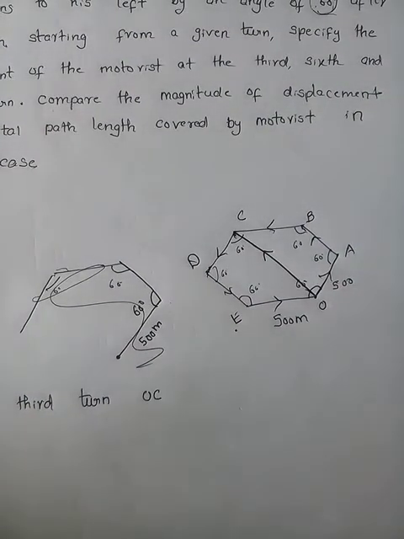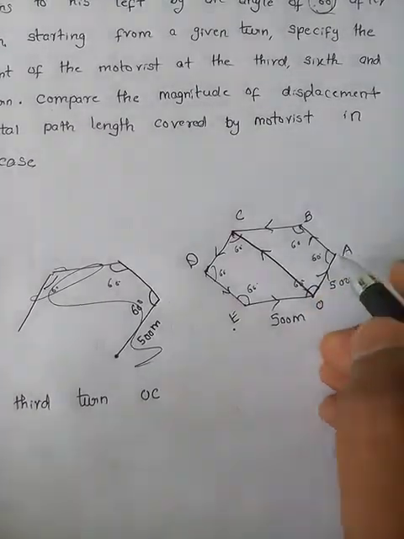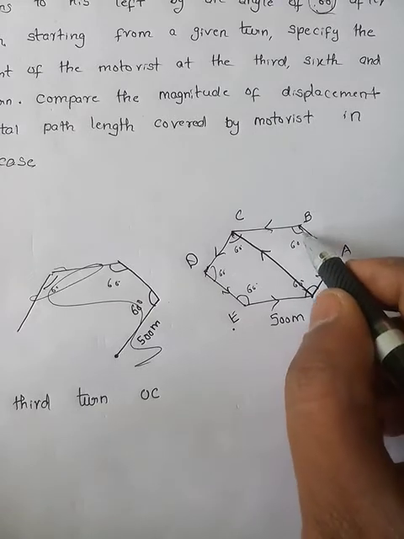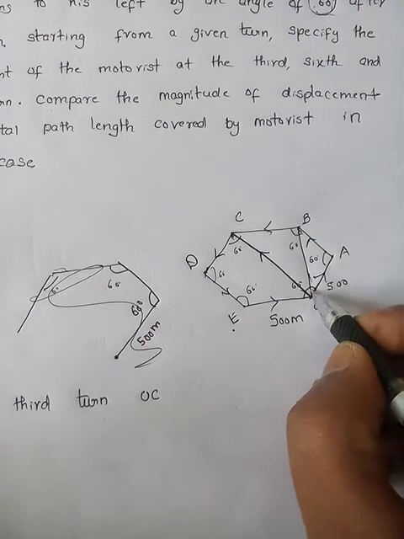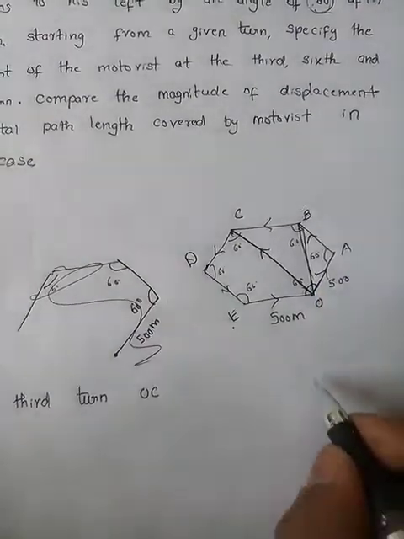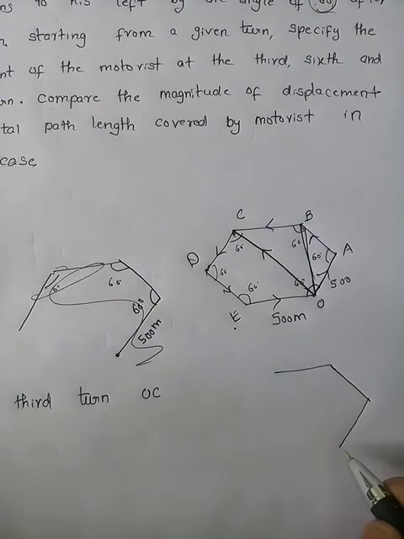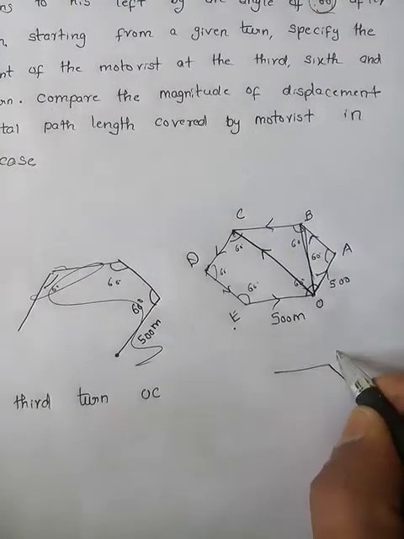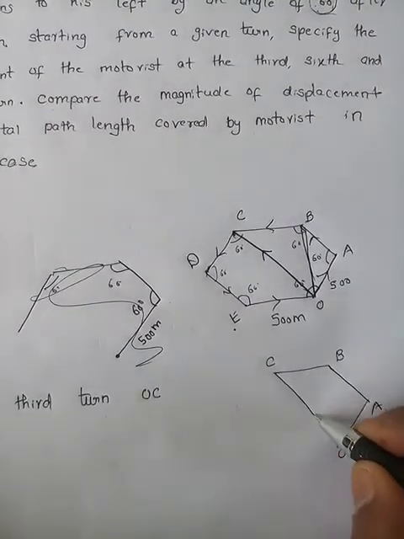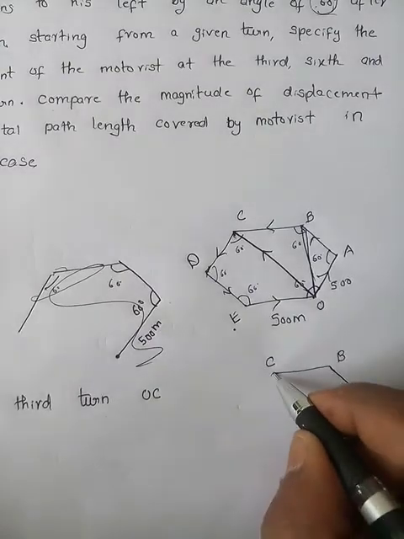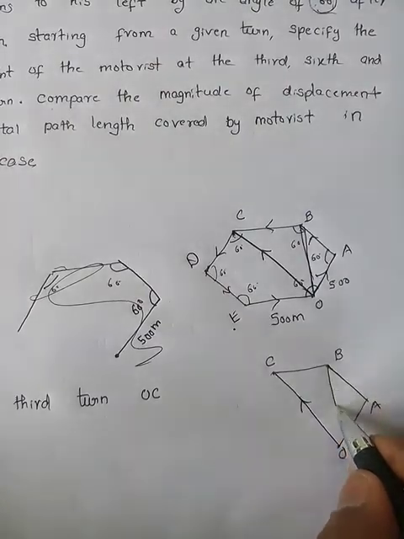So now we should apply the polygon law, right? Two sides of a triangle should be represented. So, that is why I am dividing this. For example, see here, this is O, A, B, C. Now we are calculating the displacement OC. So I have drawn one straight line from O to B.